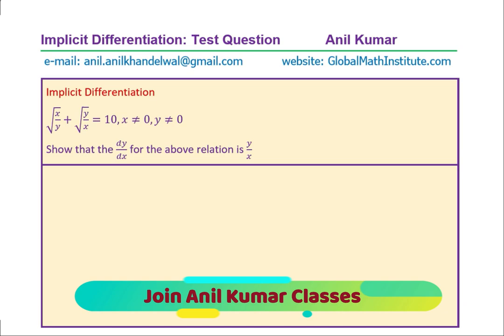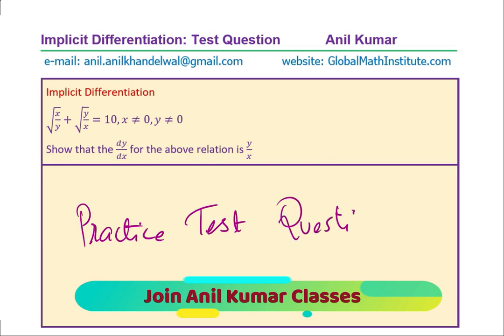Here is your practice test question. You can always do this question right. So this is your practice test question. We have square root of x over y plus square root of y over x equals 10. Of course, denominator cannot be 0. Therefore, x and y cannot be 0. You need to show that the derivative dy/dx for the above relation is y over x.